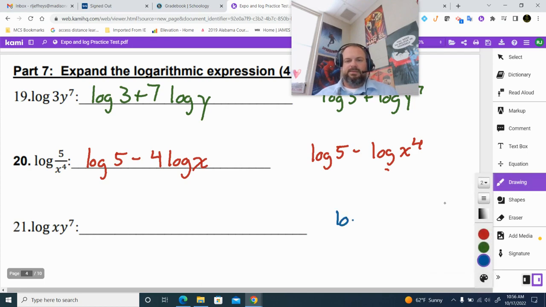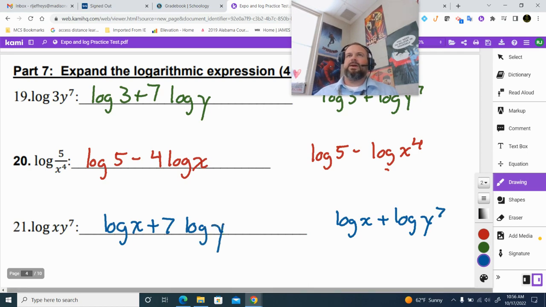This is log x plus log y. Oh, sorry, to the 7th. So this would be 7 log y. Okay.